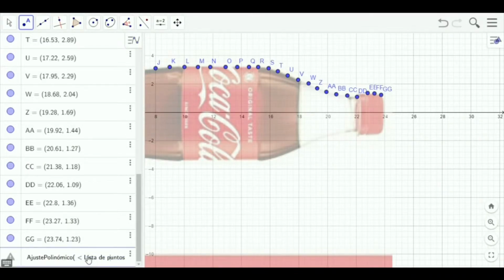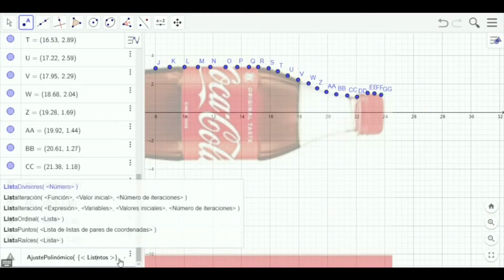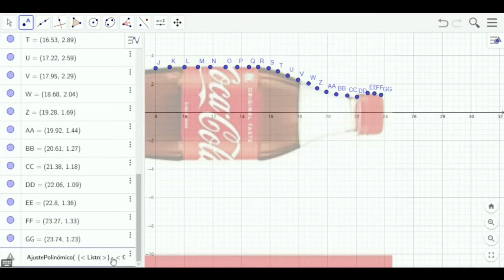Okay, so right now we're gonna write here the term ajuste polinómico. It's this one. So here between the parentheses, we're gonna take out these words and we're gonna write the letters that we use from the points of the start of the Coke to the end of it. So we take this out and we write A, comma, B, and like that. So well, here we already did it.